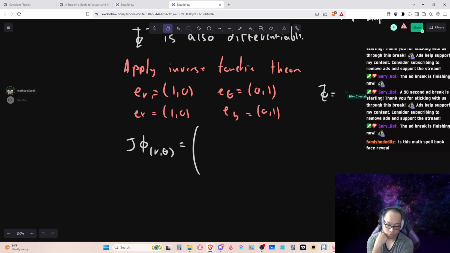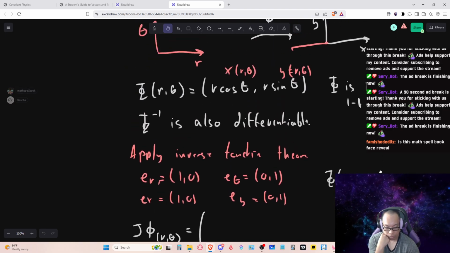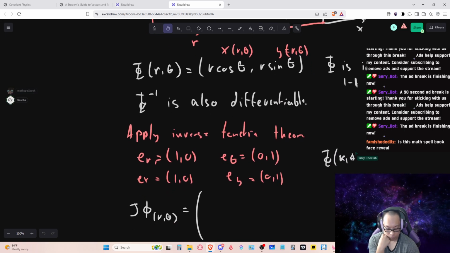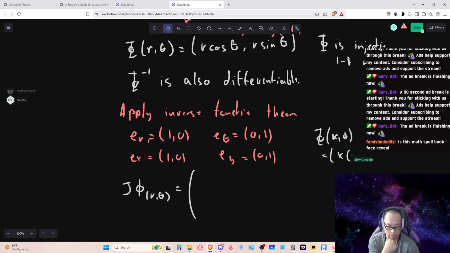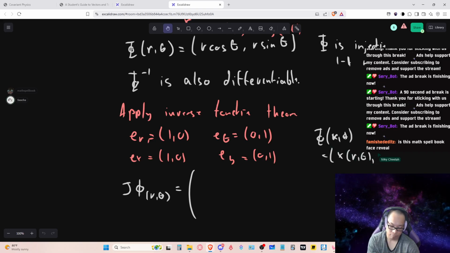So basically we're differentiating with respect to r and theta, right? Yeah. Okay, so maybe I can spell it out a little bit more. What is a polar coordinate map doing? We're writing the first component as a function of r and theta, and we're writing the second component as a function of r and theta as well.